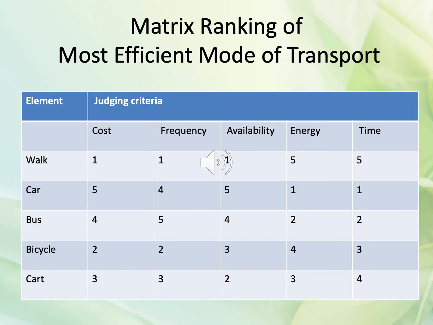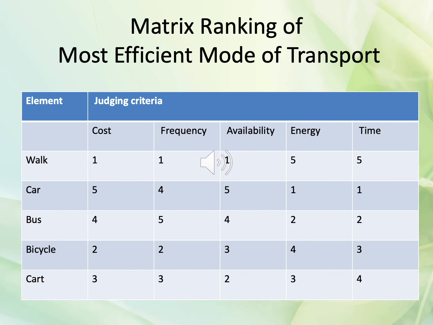Now, if you look at the matrix ranking of most efficient mode of transport, the elements and the judging criteria are written side by side. We see the elements walk, car, bus, bicycle and cart are given, and here the judging criteria is cost, frequency, availability, energy and time. So walking is considered the most efficient method in terms of cost, frequency, and availability, but is the least preferred method in terms of energy and time.